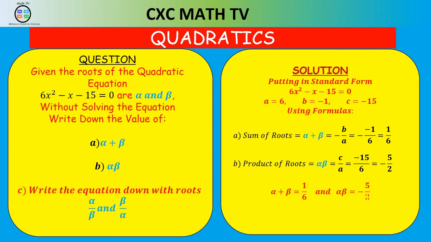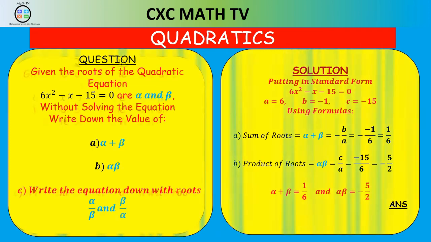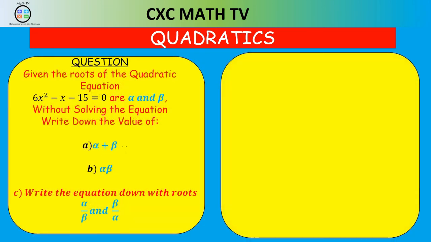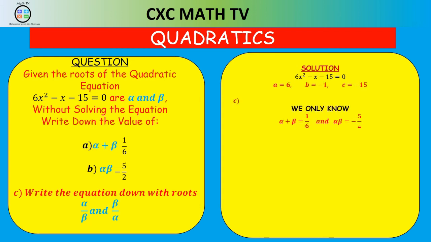So here's the real challenging part now, to write down the equation with roots alpha over beta and beta over alpha. Now first thing, we only know what is alpha plus beta and we know what is alpha times beta. So if the roots are alpha over beta and beta over alpha, we know any quadratic equation can be written in the form x squared minus the sum of the two roots times x plus the product of the two roots equal to 0.